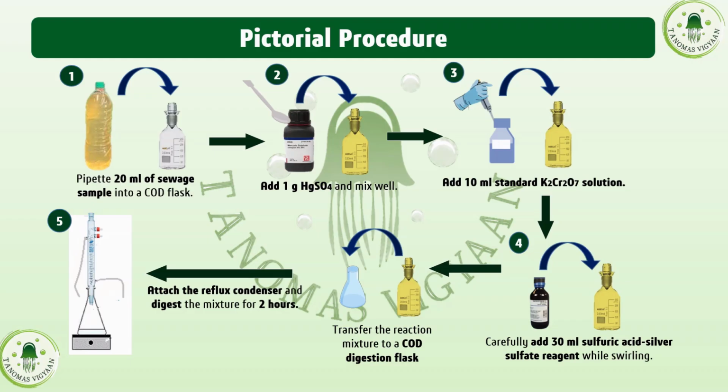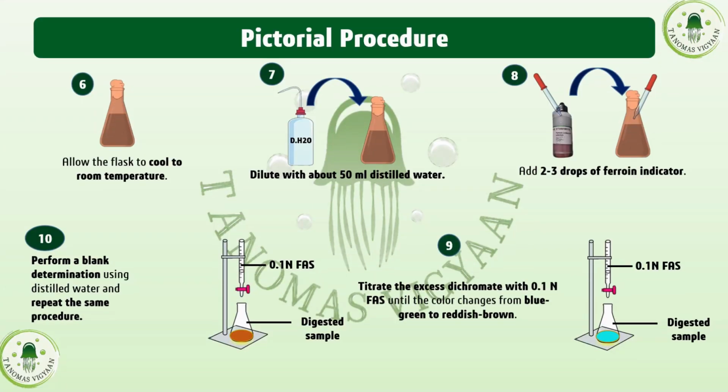You can do this digestion on the hot plate, or simply in the water bath also. The temperature which I have mentioned already, 150 to 155 degrees Celsius, and you have to digest it for 2 hours. After digestion you allow the flask to cool to room temperature, and then you dilute it with distilled water. You add 50 ml distilled water to both. Make sure whatever you are doing to the sample solution, you do the same thing for the blank solution also. After dilution, you add 2 to 3 drops of ferroin indicator.